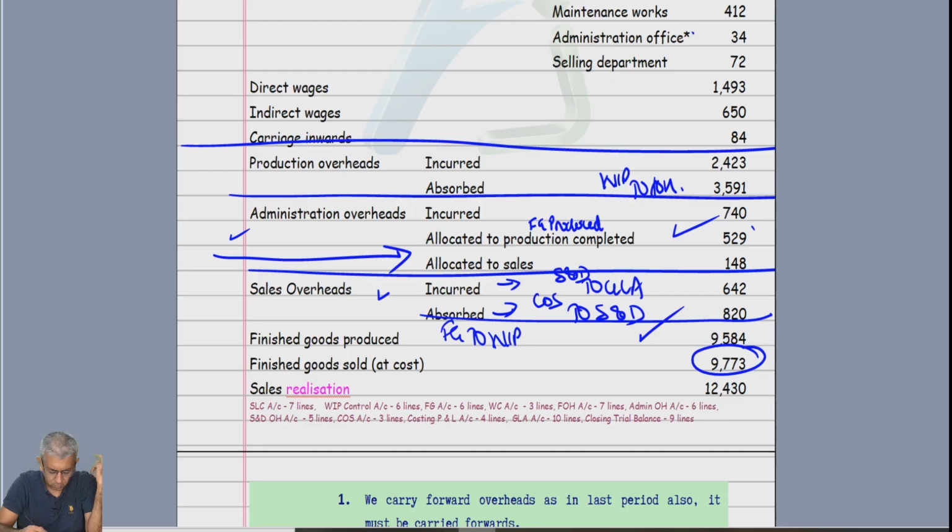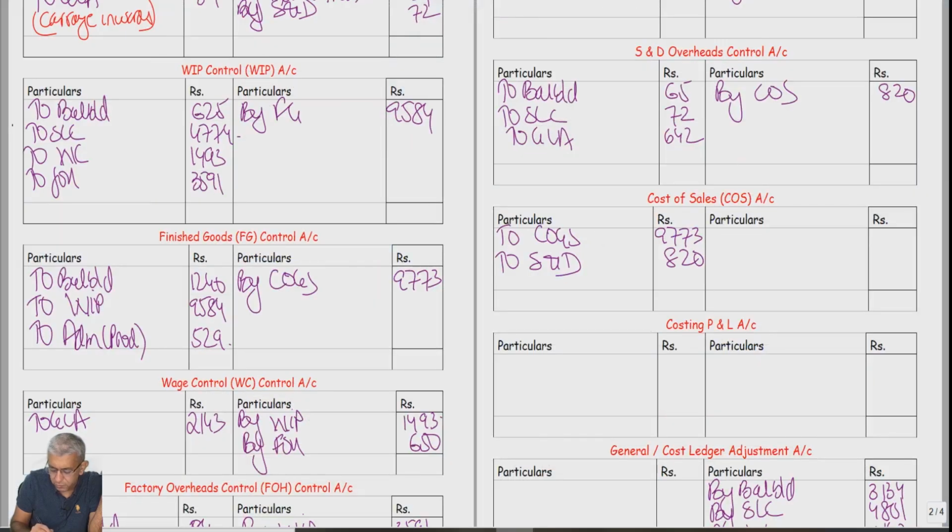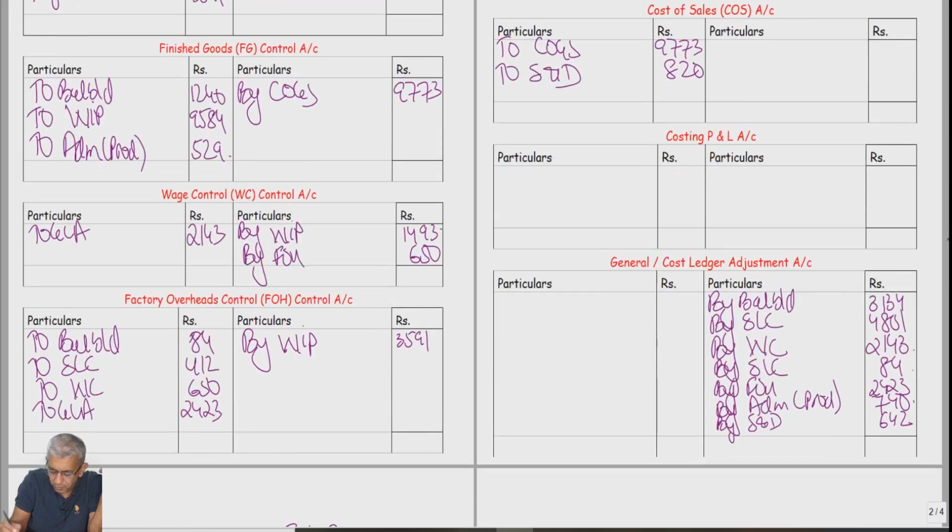Further, sales realization 12,430. First of all, you pass your entry for sales. Debtors account debit to sales means your GLA account debit to sales 12,430. And then sales will go to your costing P&L account credit side. By sales 12,430.